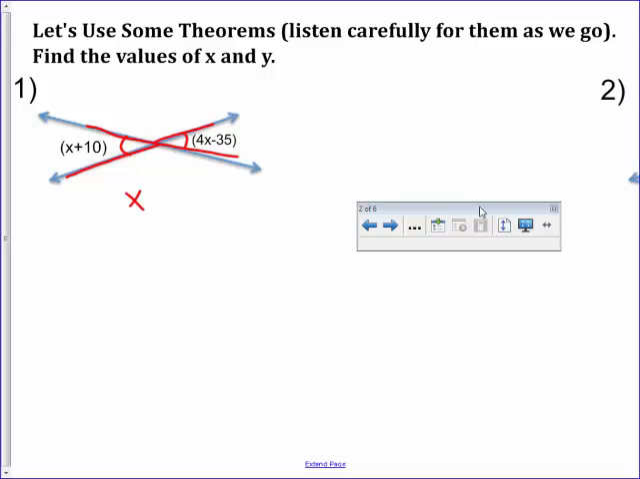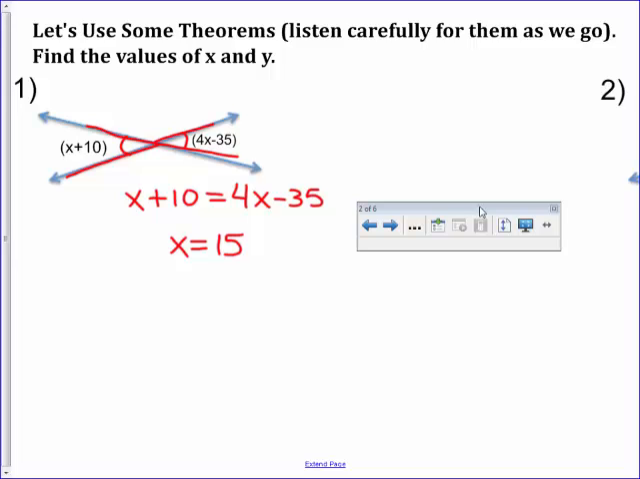But we're just going to start at x plus 10 equals 4x minus 35, and we're going to solve that problem out. So go ahead on your own and solve that, and we'll see if we come up with the same answer. I'm not going to show you my steps. You guys should be experts at algebra at this point in time, and you should get that x equals 15.